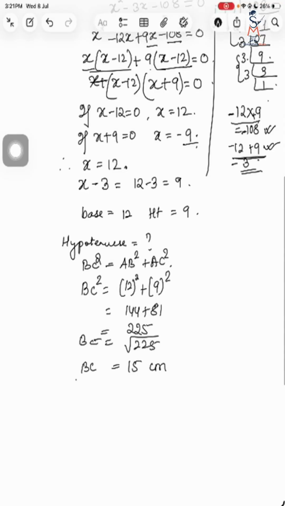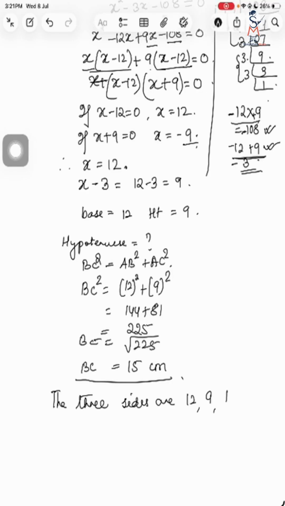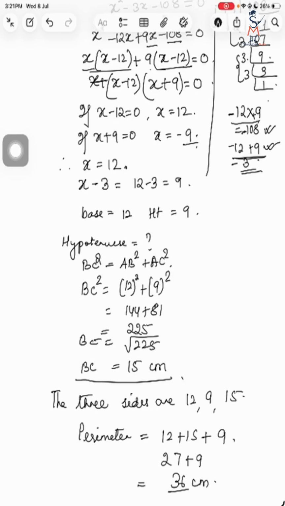So now you got all the sides. The three sides are 12, 9 and 15. So what will be the perimeter of this? Perimeter will be 12 plus 15 plus 9. 5, 7, 27 plus 9, 36 centimeter will become your perimeter.